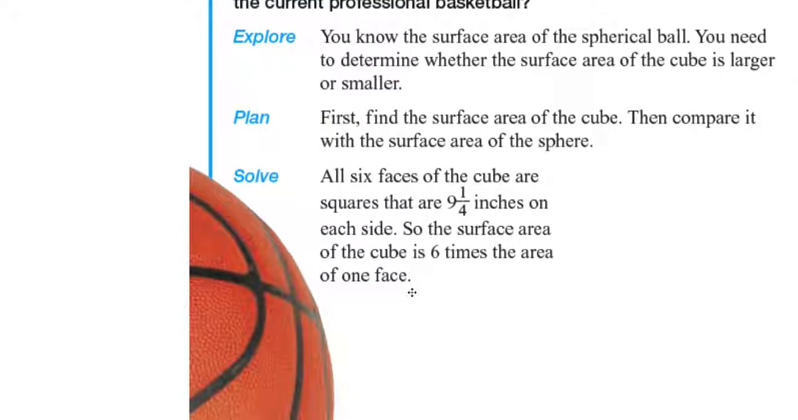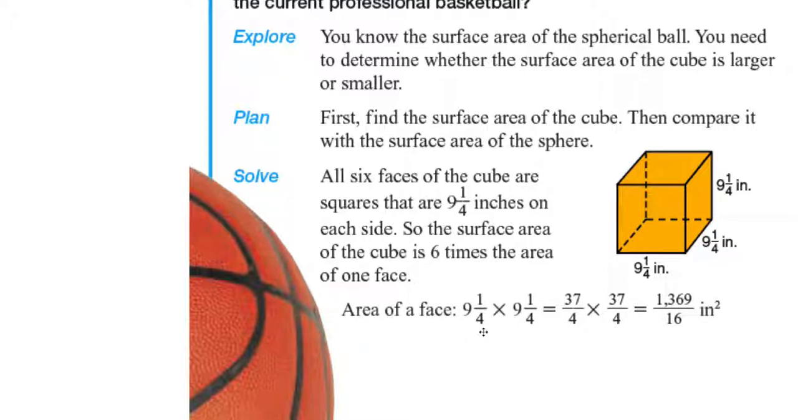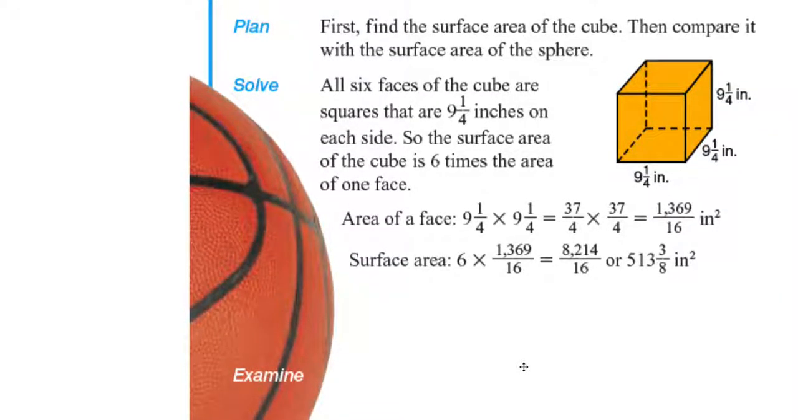So in a cube, we know that all 6 faces of the cube are squares, and we know that each side is 9 and 1/4 inch on each side. So the surface area of the cube is 6 times the area of one face. This is our cube, 9 and 1/4 inches per side. So the area of each face is 1369 over 16 square inches. That's one face, and we simply multiply that by 6, gives us 513 and 3/8 square inches.